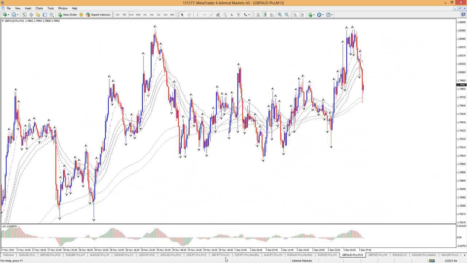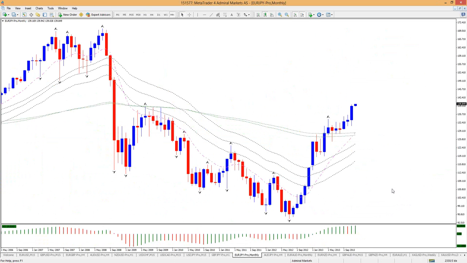Let's take a look at the euro yen. We'll mix it up a bit. Here's the euro yen. Euro yen, very bullish monthly candle as well. Big trend at the end of the month on the yen, and odd in November. So euro yen nicely moving to the upside.